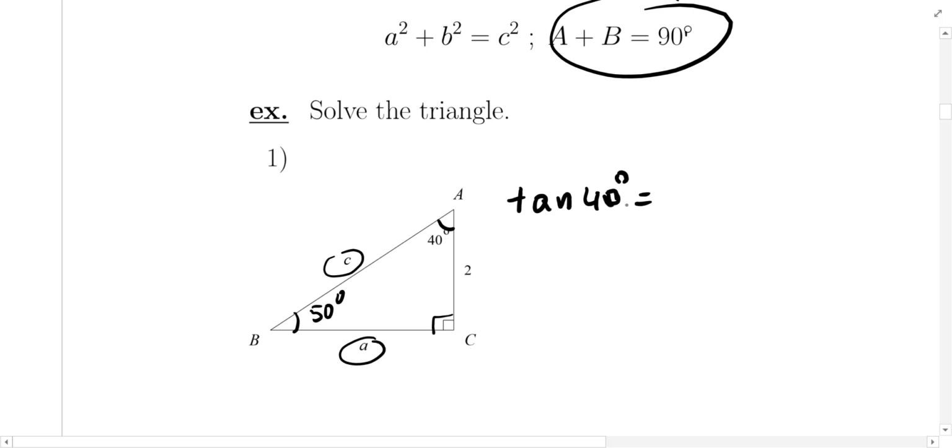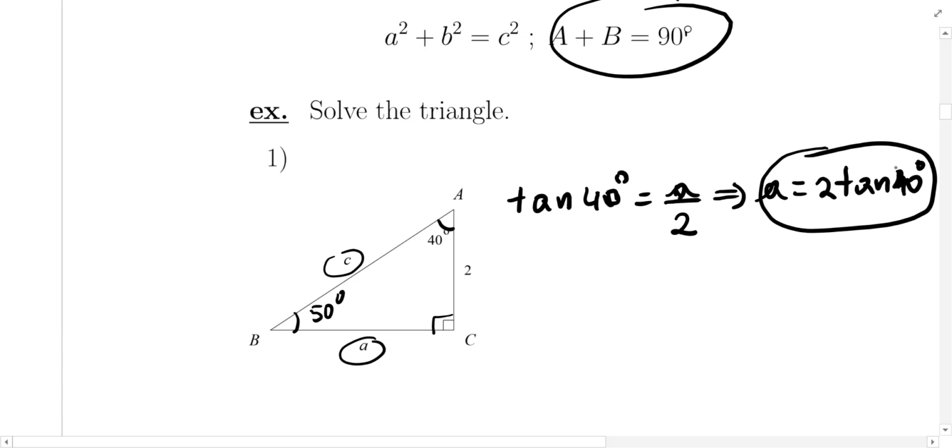Let's see what is tangent of 40 degrees. Tangent of 40 degrees is the opposite to the 40 degrees, which is A, over adjacent, which is 2. So if I solve for A in here, A equals 2 times tangent of 40 degrees. I don't know what tangent of 40 degrees is, so you would leave it like this, or you could use your calculator and see what that exactly is.